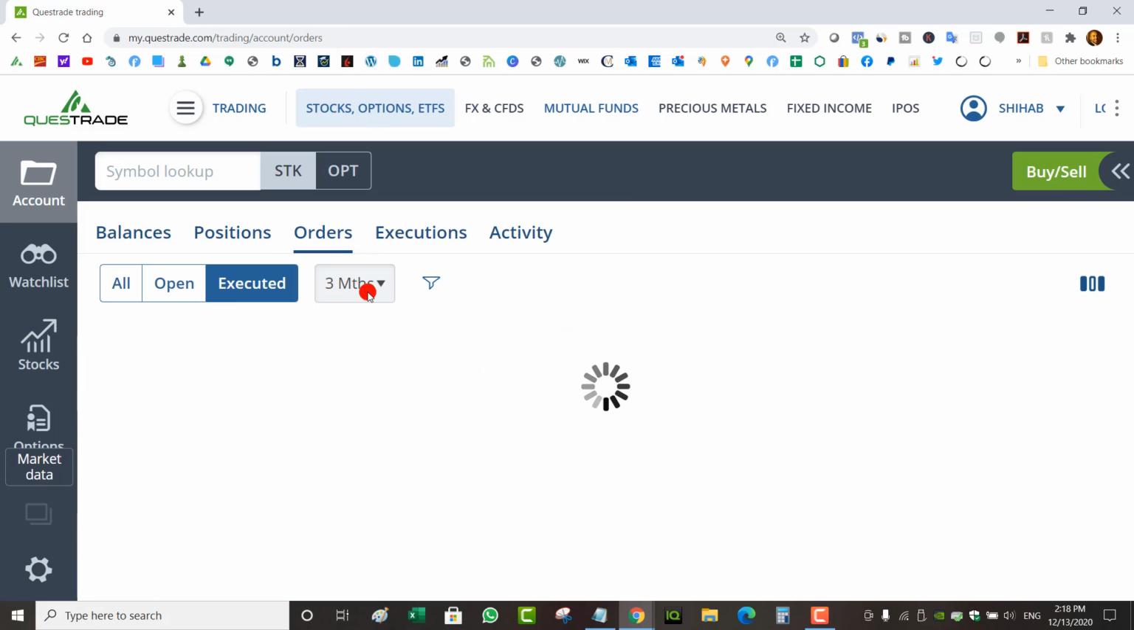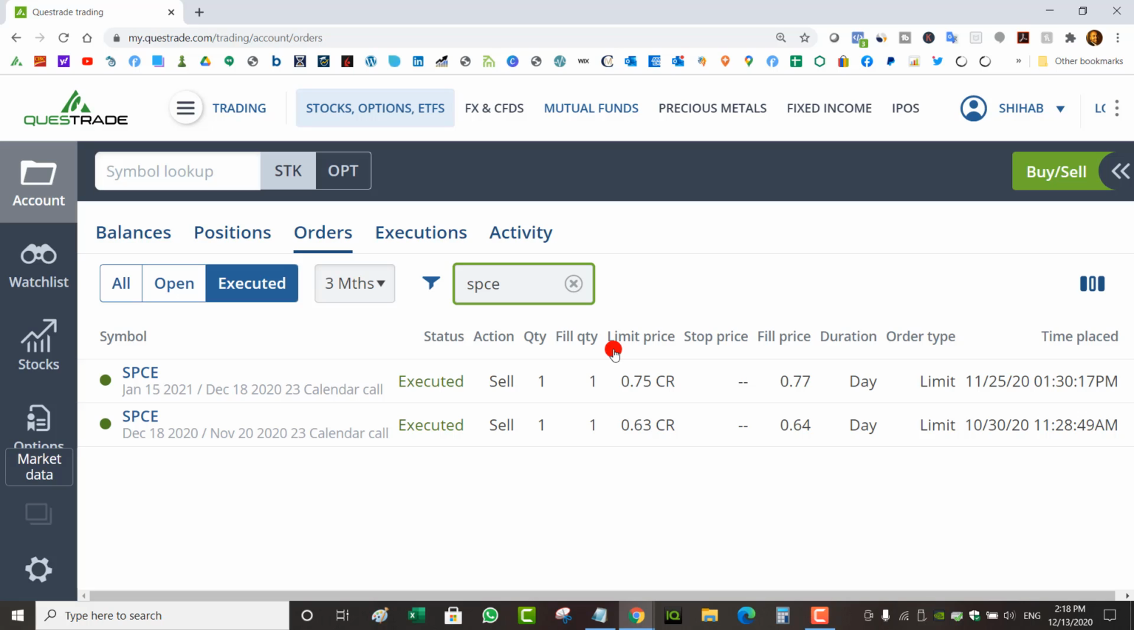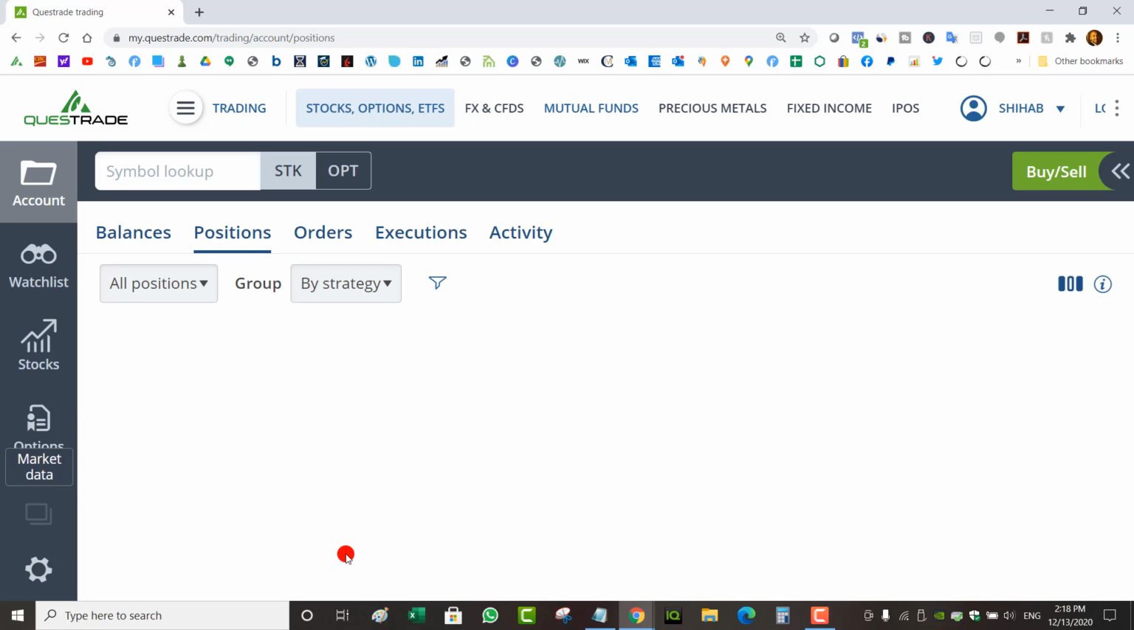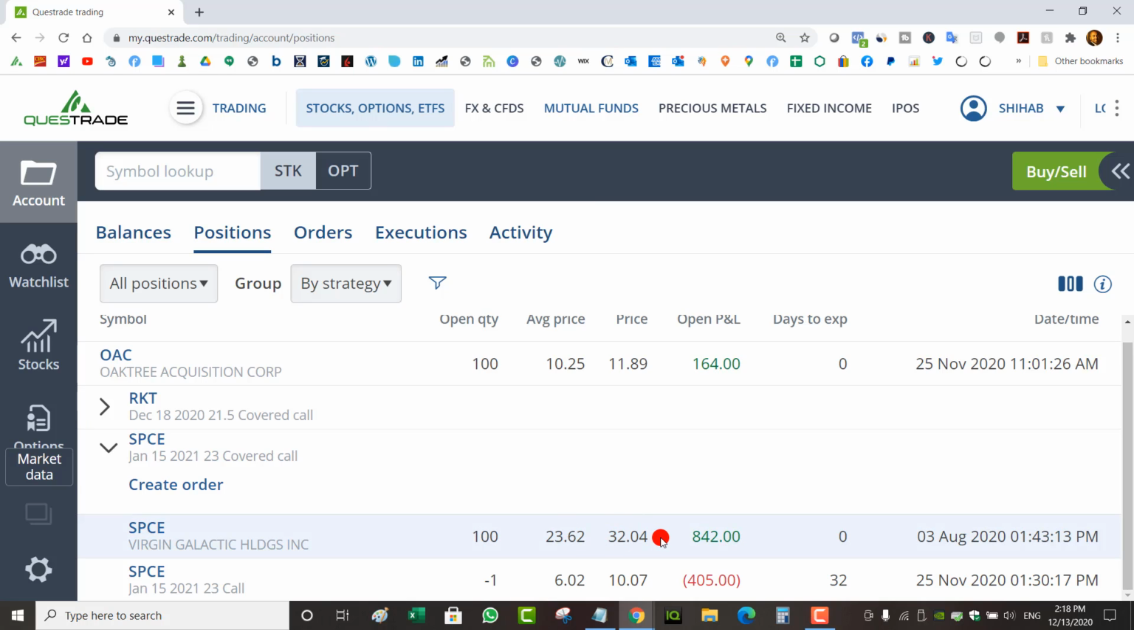So if I go to orders executed and filter on SPCE, these call premiums that I'm collecting, that's my profit on this trade. It's not going to be the capital, the share appreciation, because I sold a call option at a 23 strike. So that caps my selling price at 23. But as long as I keep it in one trade, the fact that I'm down this much on my call option is compensated by my profit from the shares.